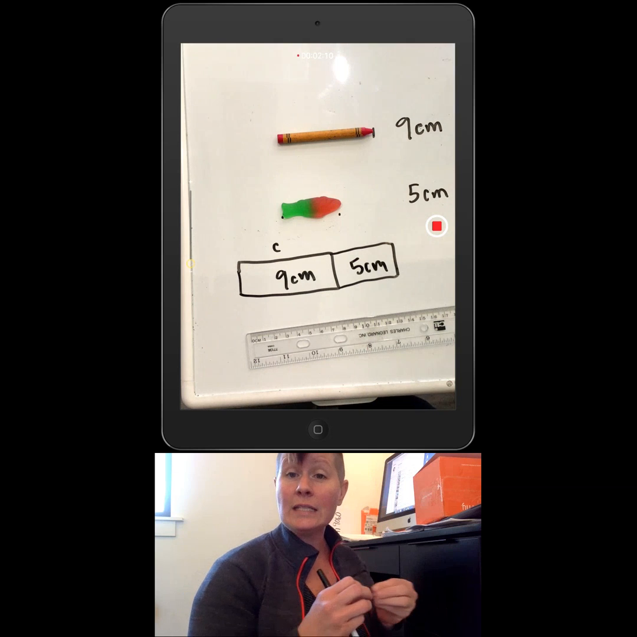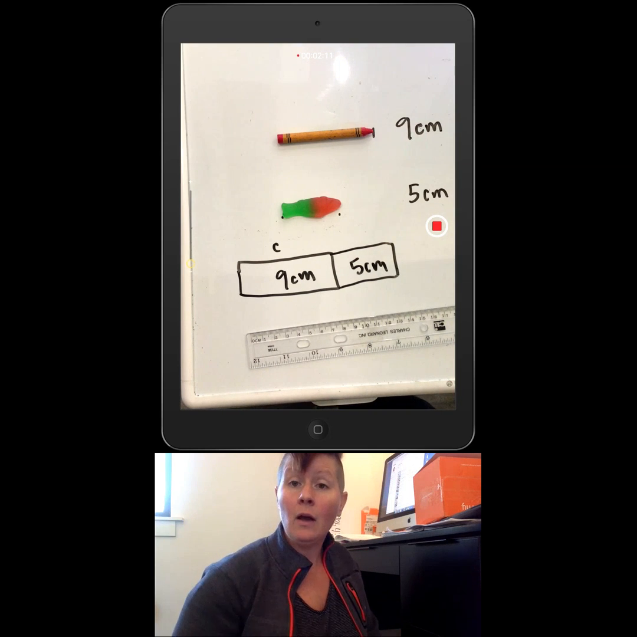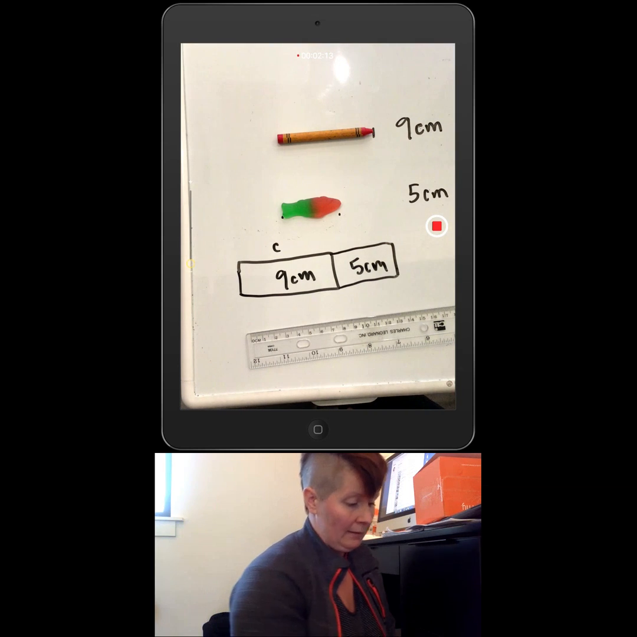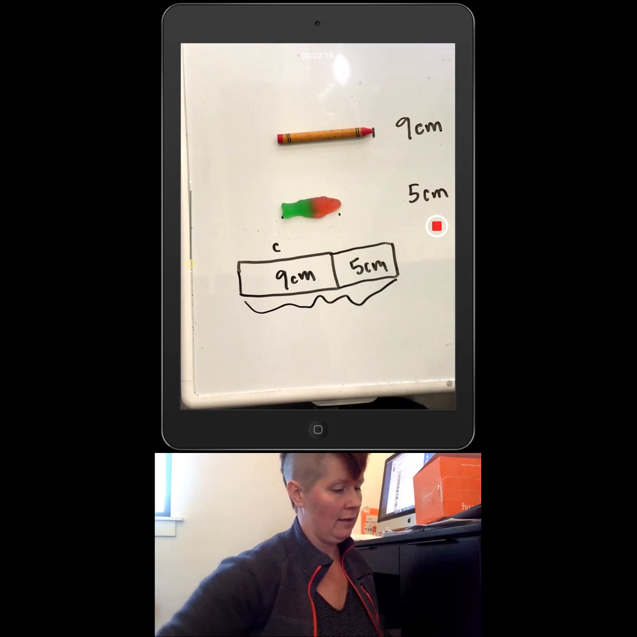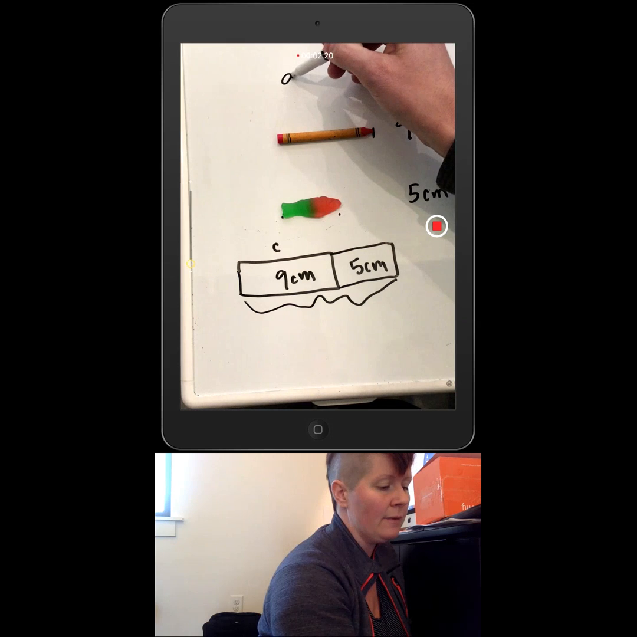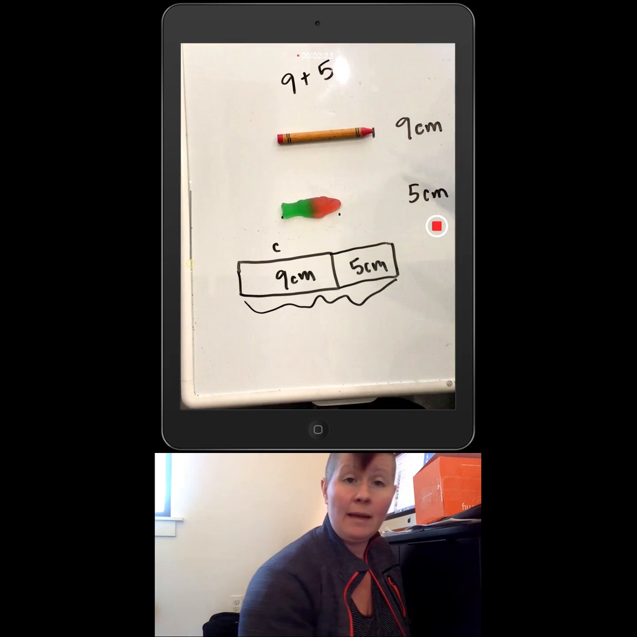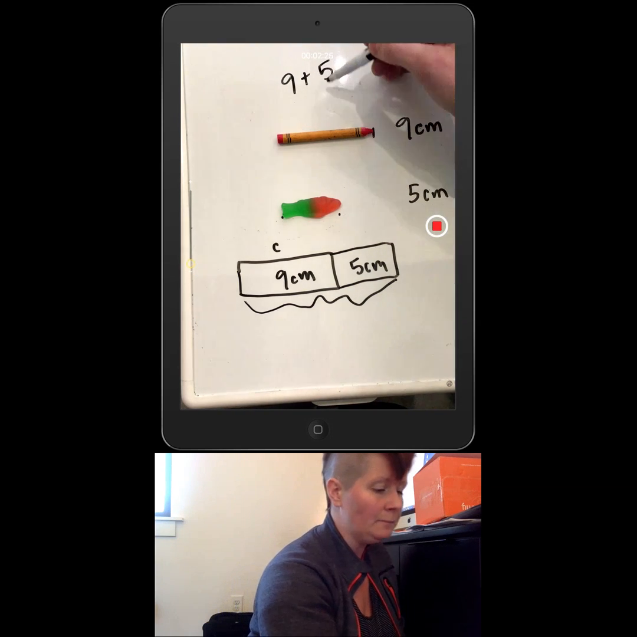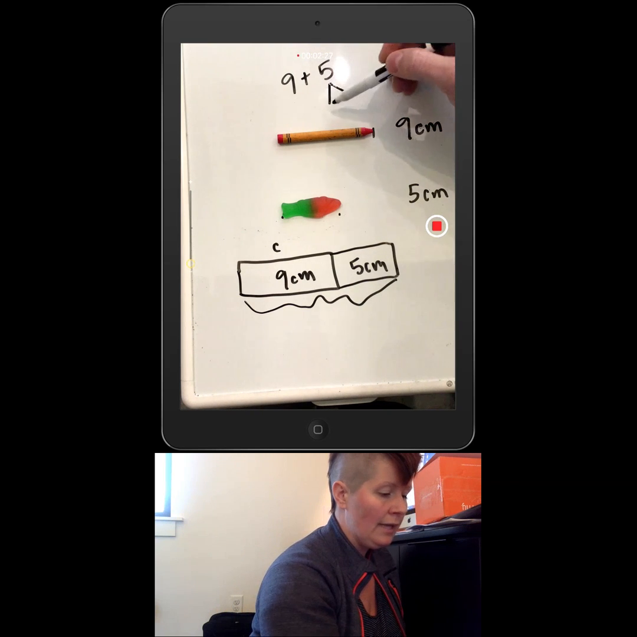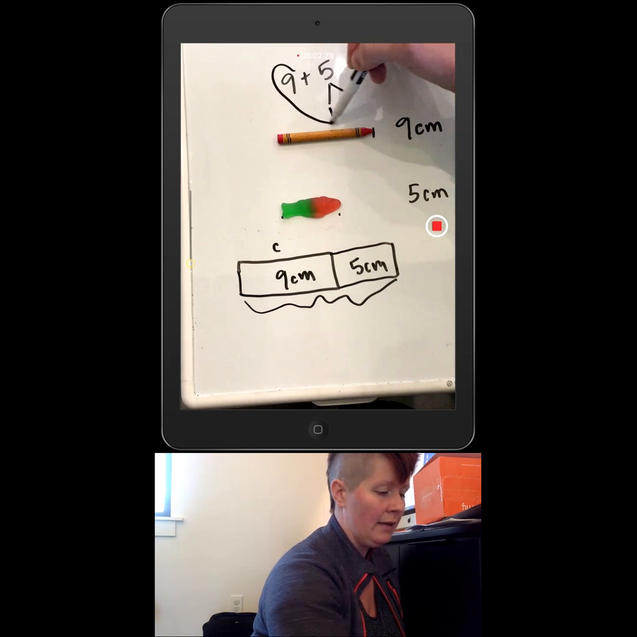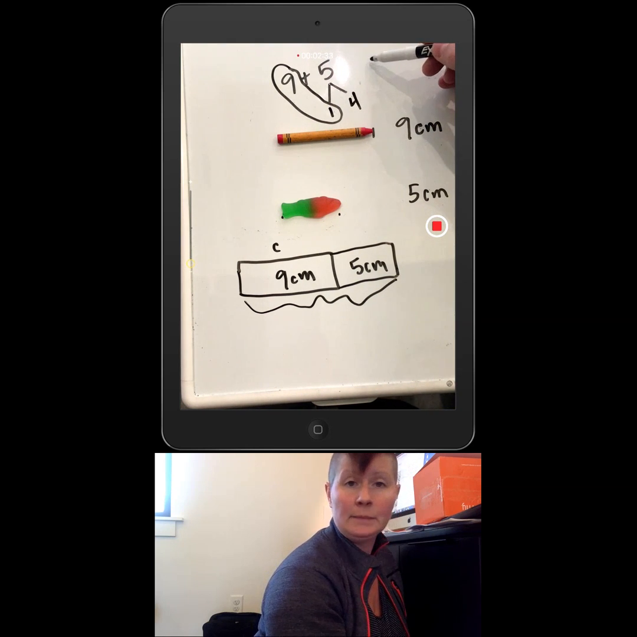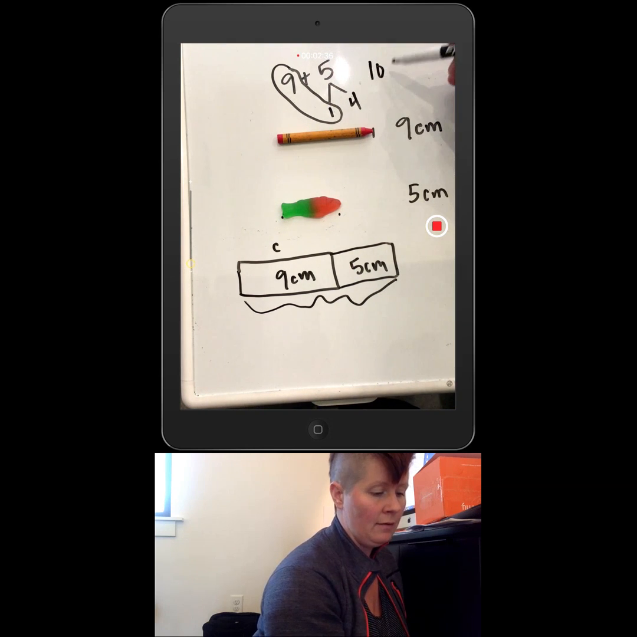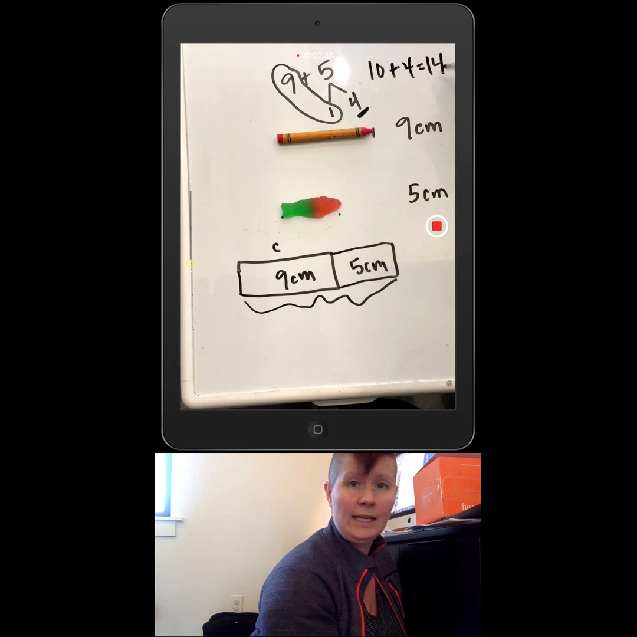Putting two things together might make you think, oh, addition. So I'm wanting to know together their length. So 9 plus 5. And I'm going to do the take 10 or make a 10 method. And so I'm going to make a 10 here. So it would be 9 plus 1 is 10 plus whatever I have left is 4, which is 14.